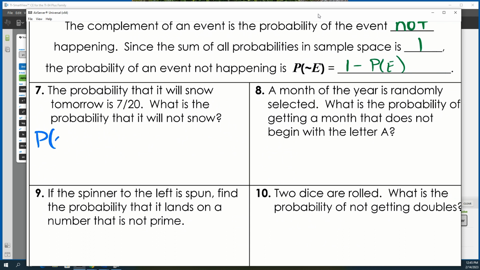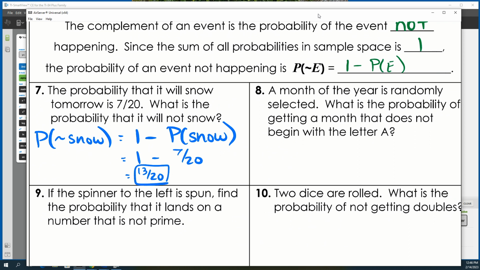So the probability of not snow is going to be 1 minus the probability that it does snow. So that's 1 minus, and it tells you the probability it does snow is 7/20. That's going to be 13/20 when you do that subtraction. All right.